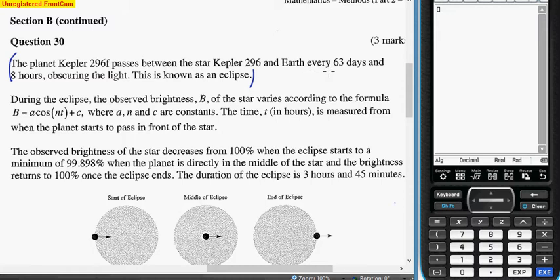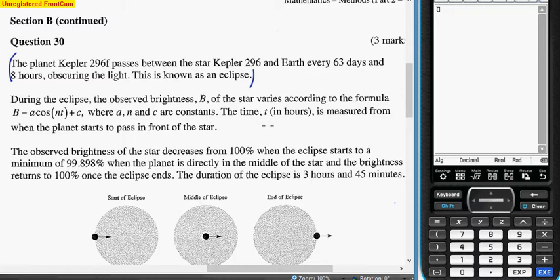They're telling you about some times for the planet to pass between the star, obscuring the light. This is known as an eclipse. It does it every 63 days, 8 hours. It's not useful in any way, and it is distracting from what's really going on here. What's really going on is this bit during the eclipse. The brightness is measured with this equation. A, N and C are constants, and we have to find what they are.